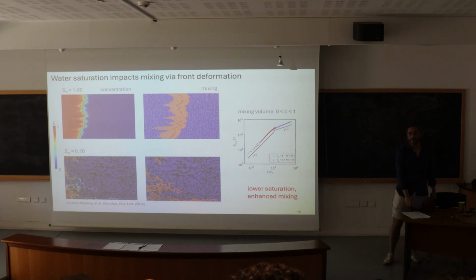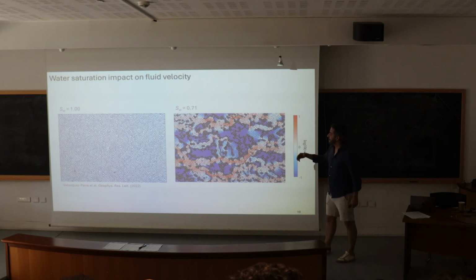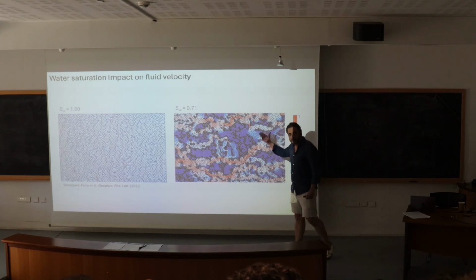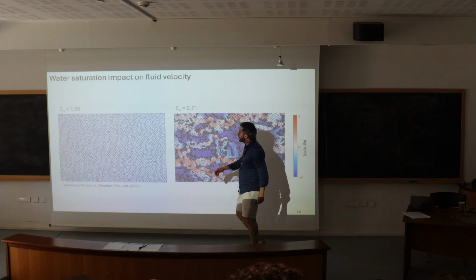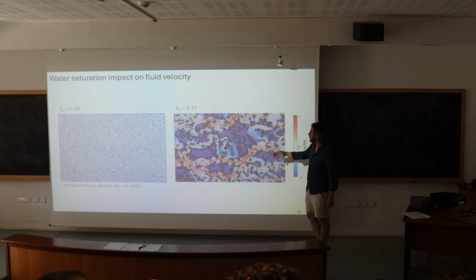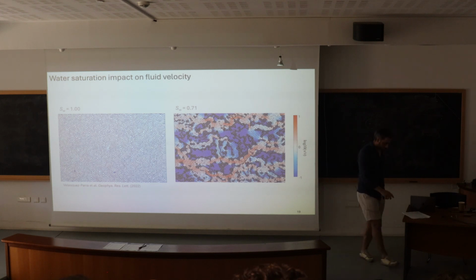What is the reason behind that? The main reason is the fact that including an immiscible phase within the pore space increases dramatically the heterogeneity in the fluid flow velocities. On the left hand side, you have the same image as before in fully saturated conditions, and here in partially saturated condition, and you see that we create preferential paths and stagnation zones.